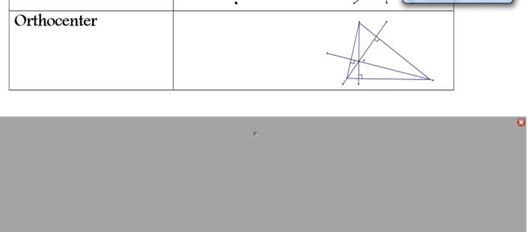And then the last point of concurrency is called the orthocenter. The orthocenter is the point of concurrency of three altitudes in a triangle. Remember, an altitude connects a vertex of a triangle to its opposite side at a right angle. So as soon as you see the word orthocenter, there's going to be three spots where you mark right angles, and then where those three lines come together here, that's called your orthocenter.